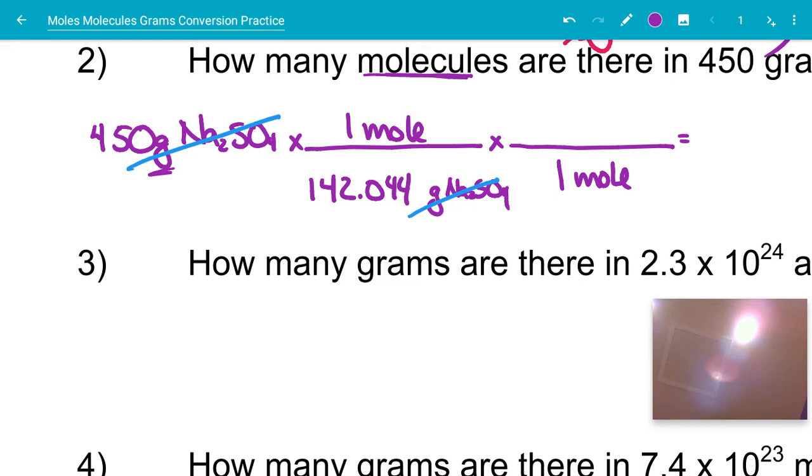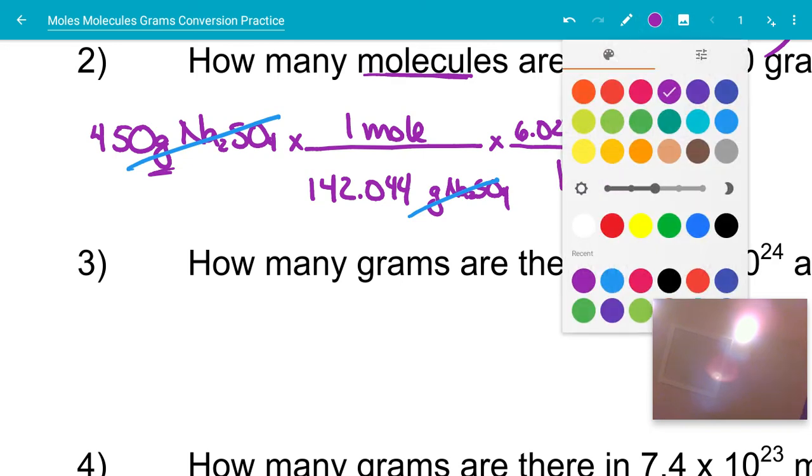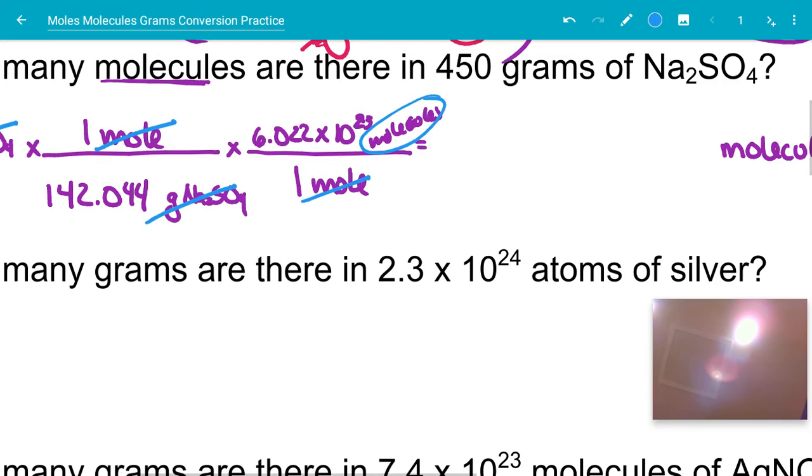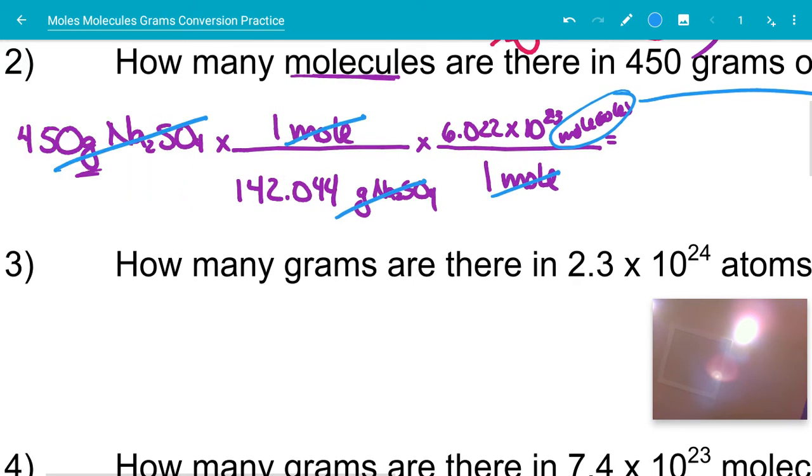And on my mole roadmap, I'm going from the center up to the molecules, and this is where I put in 6.022 times 10 to the 23rd molecules. Don't abbreviate molecules so you don't get it mixed up with moles. Again, I am noticing that my mole unit has canceled out and I'm left with the unit molecules, which is the unit that I was in fact looking for. So it should be a very big number since we're talking about molecules.